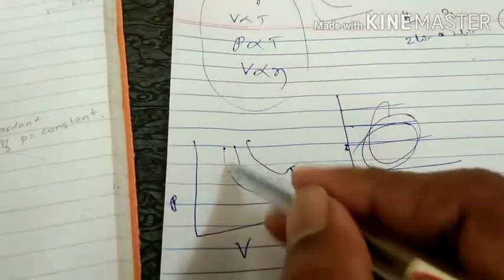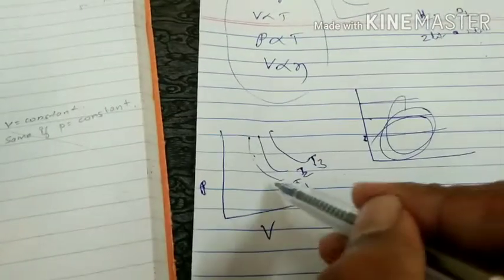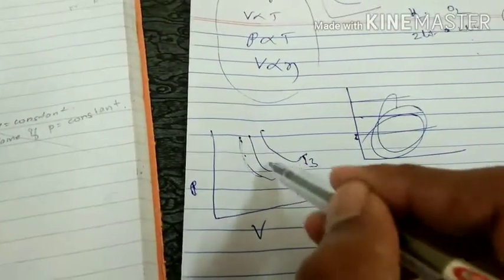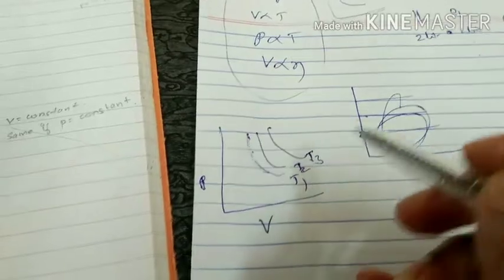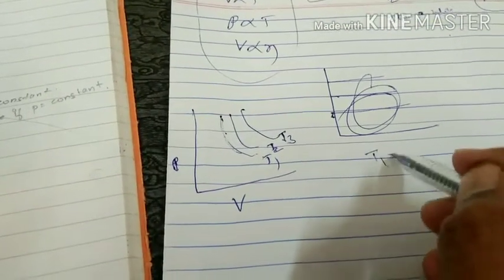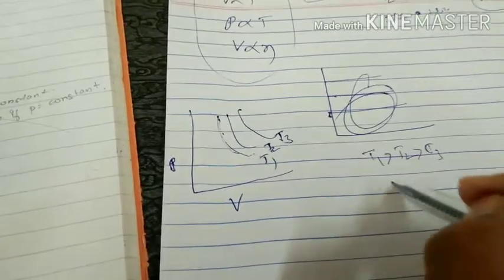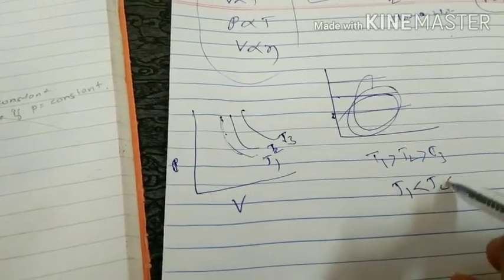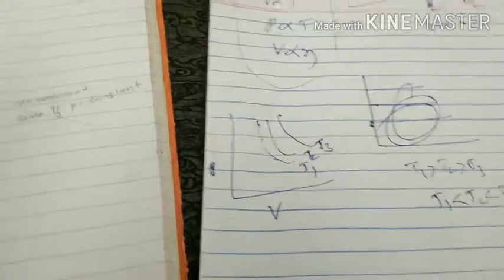Here 3 curves are obtained at different temperatures, means this curve is obtained at T1, this curve at T2, this curve at T3. Now we have to know the relation between T1, T2, T3. That means T1 greater than T2 greater than T3, or T1 less than T2 less than T3. We have to find this relation.